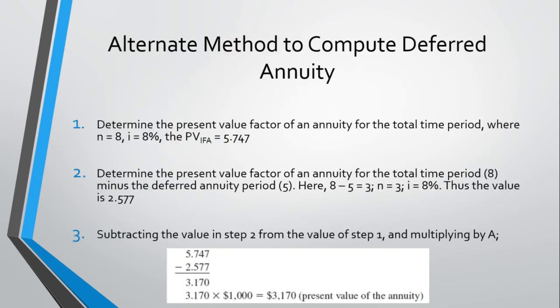An alternate method to compute a deferred annuity: determine the present value factor of the annuity for the total time period, where N equals 8, I is 8%, and the present value factor is 5.74. Determine the present value factor of the annuity for the total time period minus the deferred annuity period. Subtract the value in step 2 from the value of step 1 and multiply by 8. So you would see the present value of the annuity would be 3,170.